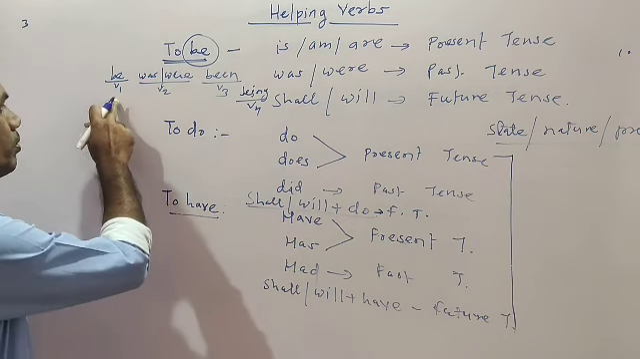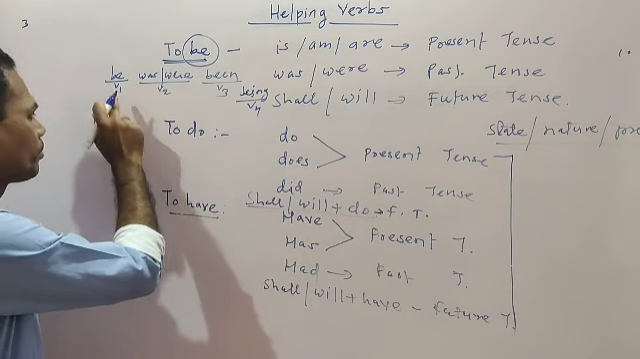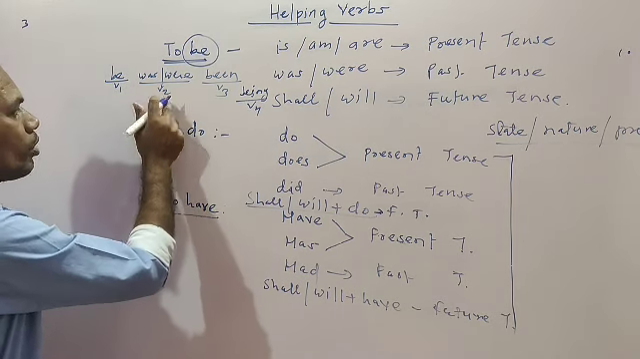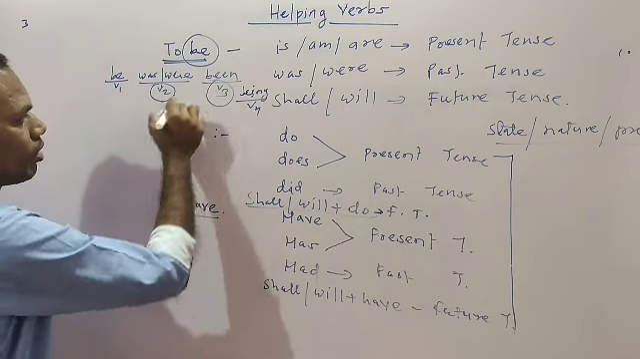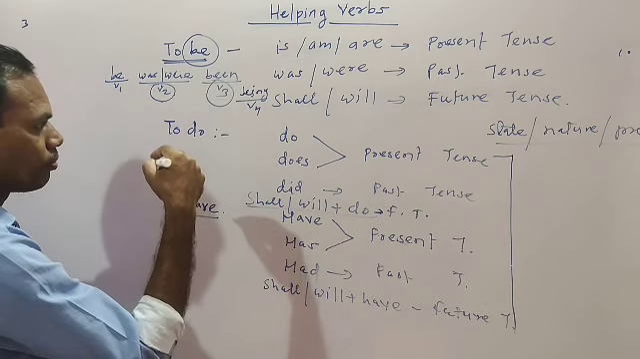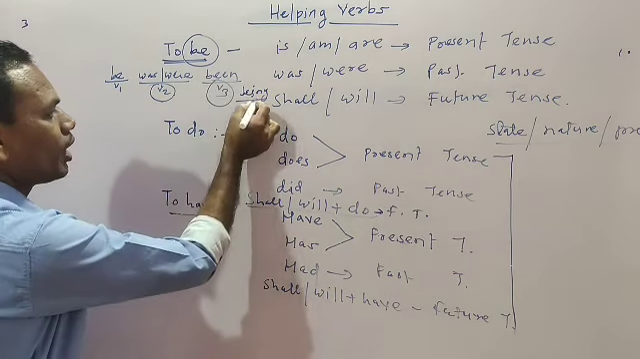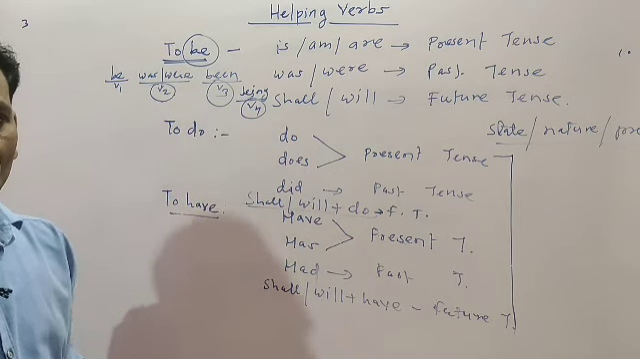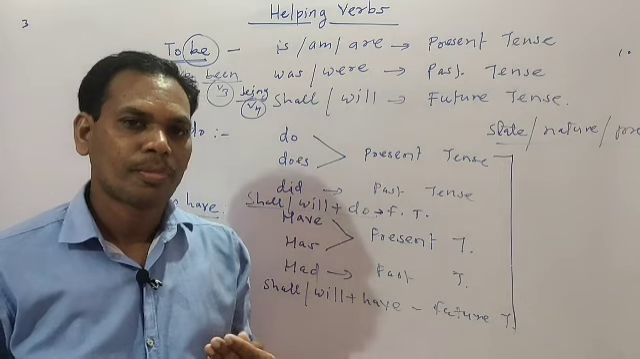Again I repeat, V1 is called the basic form of the verb or base form of the verb. V2 is called the past tense. V3 is called the past participle, and V4 is called the present participle. So these are the grammatical names.